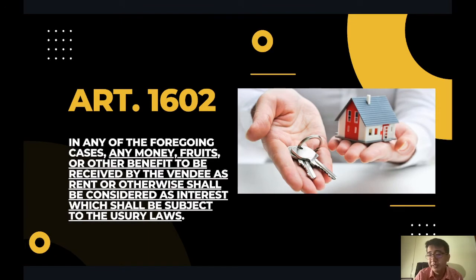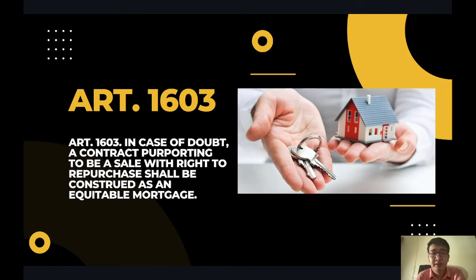And in any of the foregoing cases, any money, fruits, or other benefit to be received by the vendee as rent or otherwise shall be considered as interest, which shall be subject to the usury laws. So any money, fruits, or other benefits received by the vendee shall be considered as interest. 1603, in case of doubt, a contract purporting to be a sale with the right to repurchase shall be construed as an equitable mortgage. Meaning, if the sale is a pacto de retro sale, hindi mo siya ipapresume as sale. Ang presumption dyan is equitable mortgage. Okay? Yun yung sabi ni Article 1603.